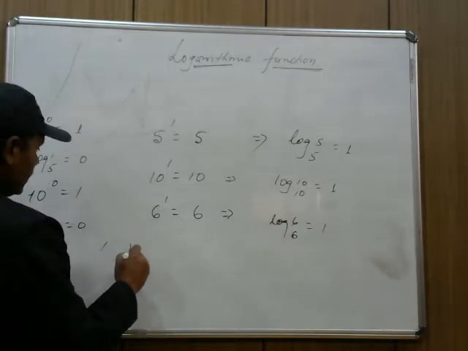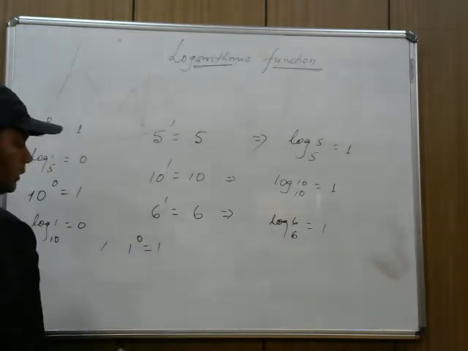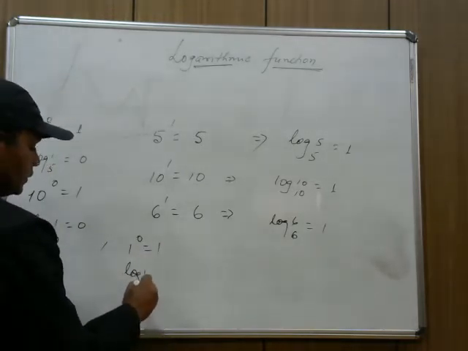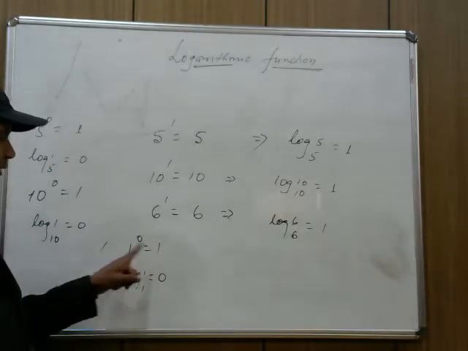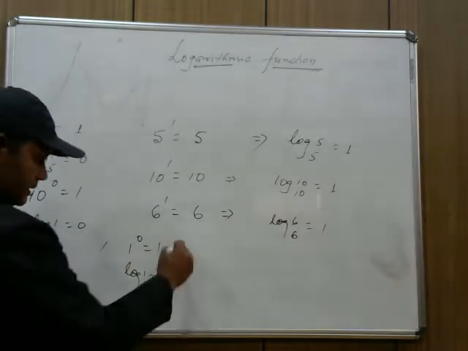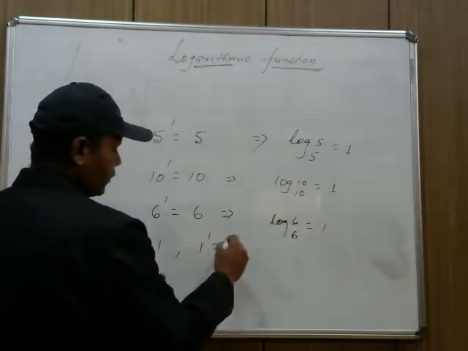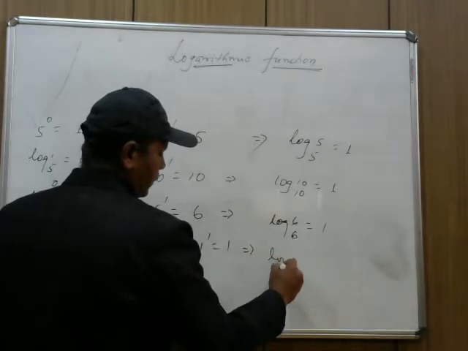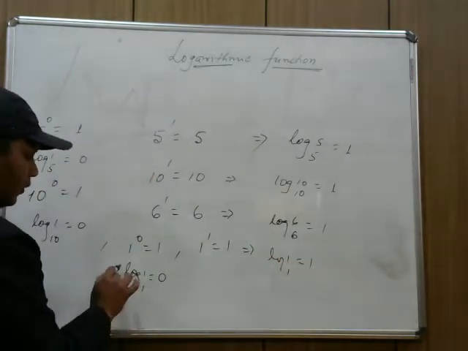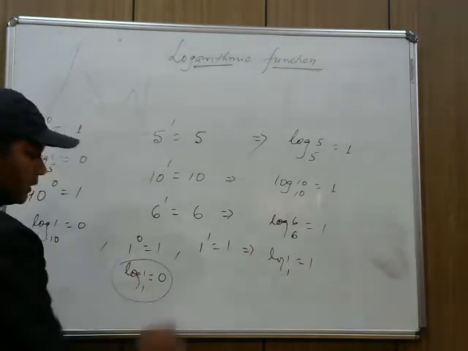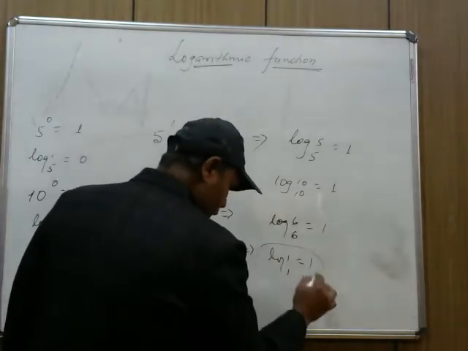Now, if I write 1 to the power 0 is equal to 1, then log of 1 to the base 1 is equal to 0. And see here, 1 to the power 1 is also 1, so log of 1 to the base 1 is equal to 1. Now see, two things I am getting here: log of 1 to the base 1 equal to 0, and log of 1 to the base 1 is equal to 1.